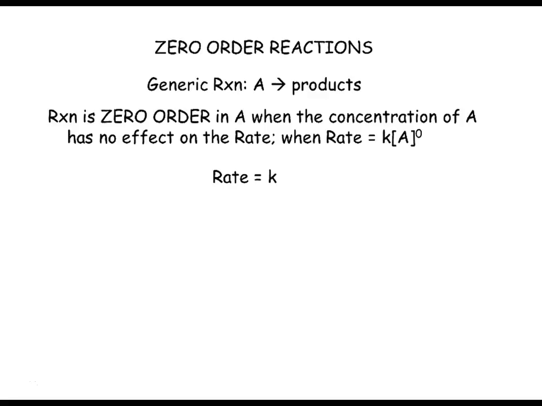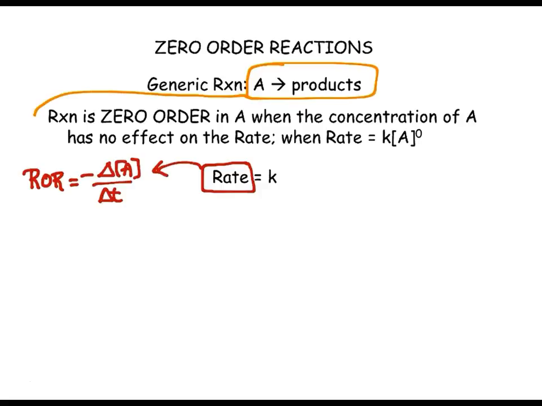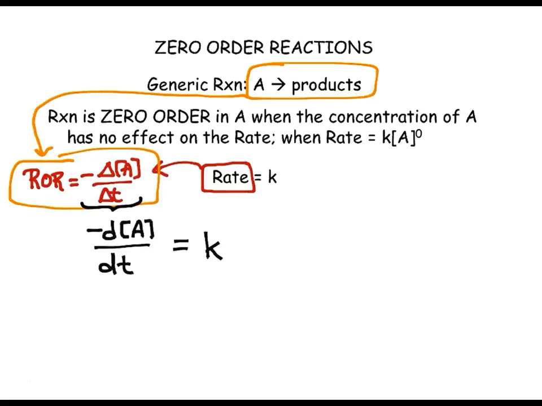So here we have our differential rate law. Rate equals k. And rate we're going to rewrite as rate of reaction is negative delta A over delta t. Remember that was what we learned in our related rates expression. Next, I'm going to rewrite this delta A over delta t. In calculus, instead of using delta, which means change, we use lowercase d to mean sort of the same thing. So we're going to rewrite that as negative dA over dt equals k.